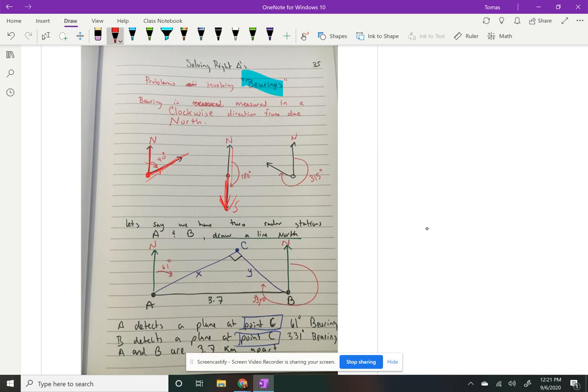If I was saying I'm 90 degrees from north, that means I'm going east. 180 degrees, I'm going south. 270 degrees would be what? West, right? So 270 degrees would mean I'm going west. Okay, so those are some key ones that pop up. 90 means I'm going east, 180 I'm going south, 270 I'm going west. And it's always clockwise.